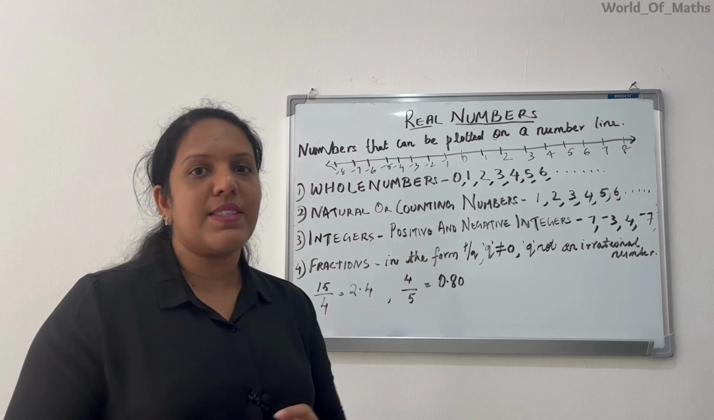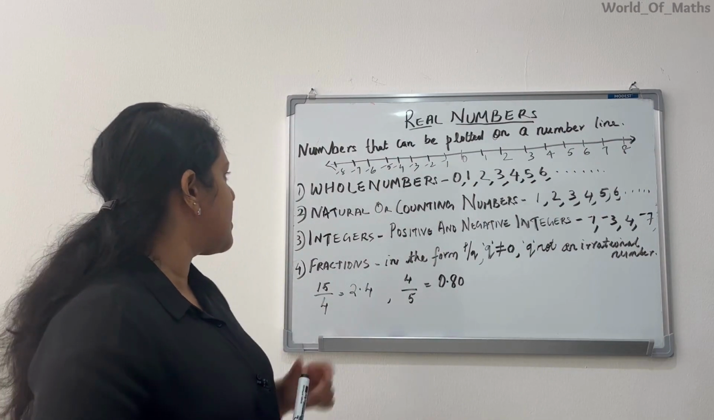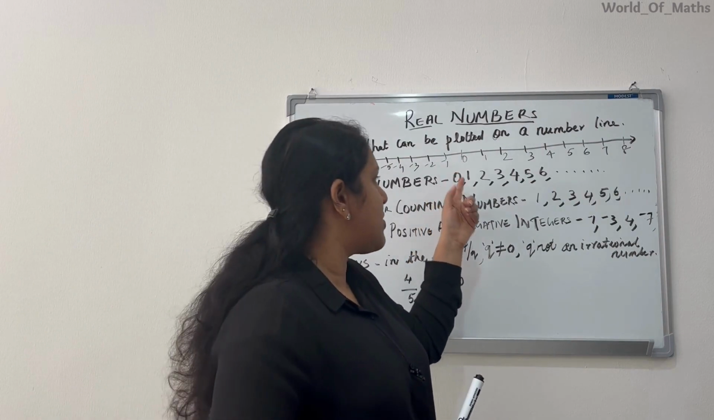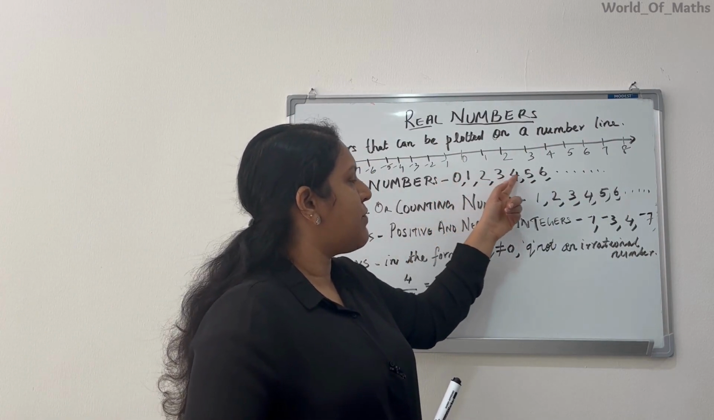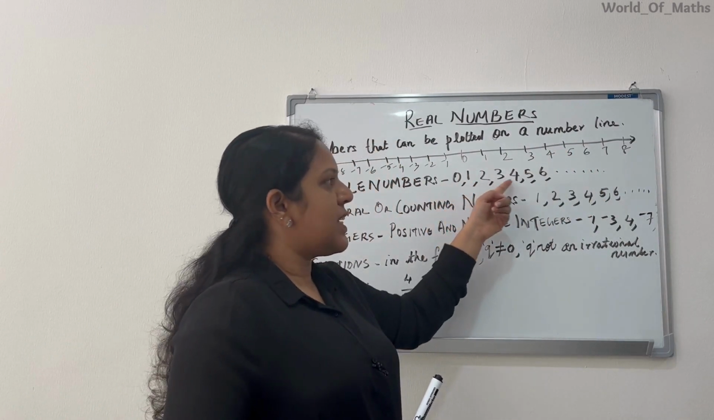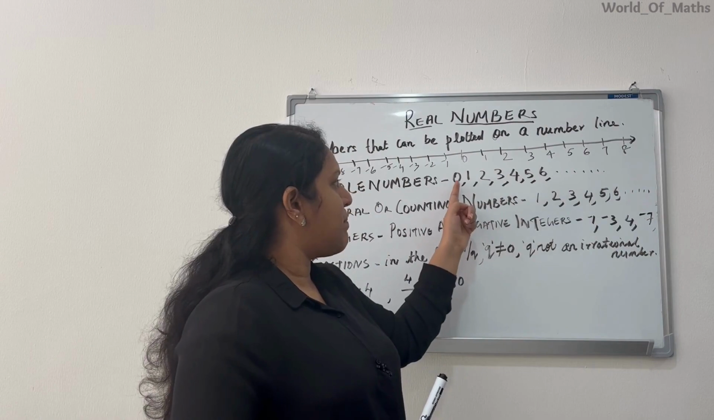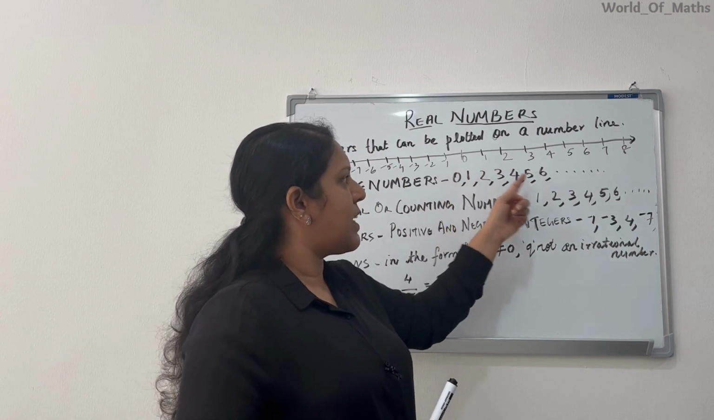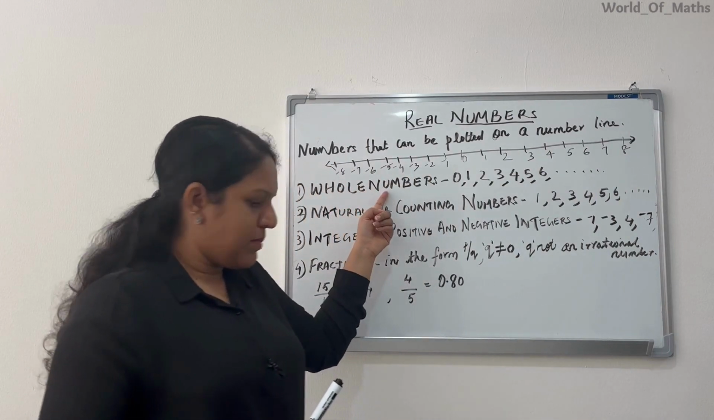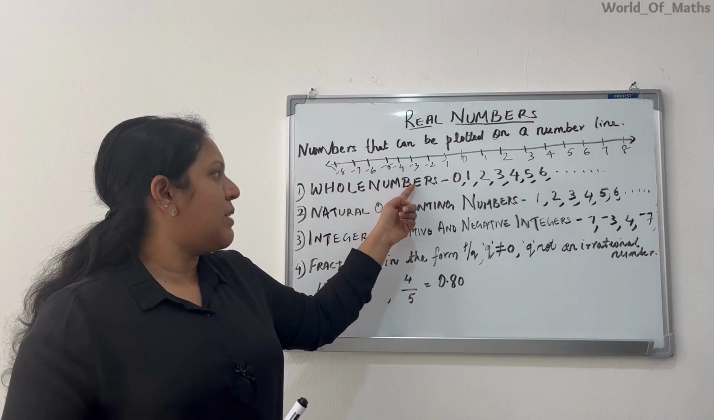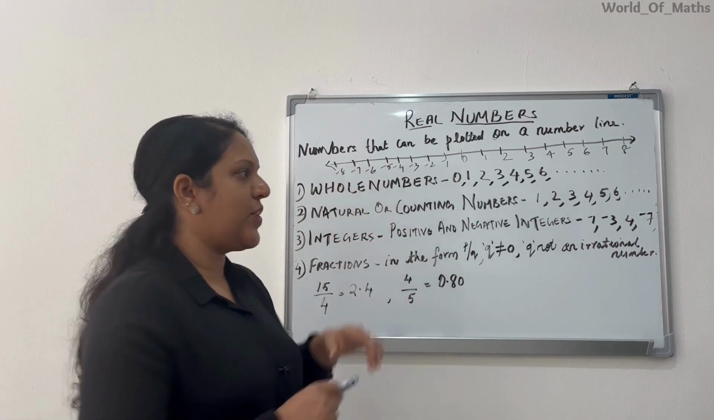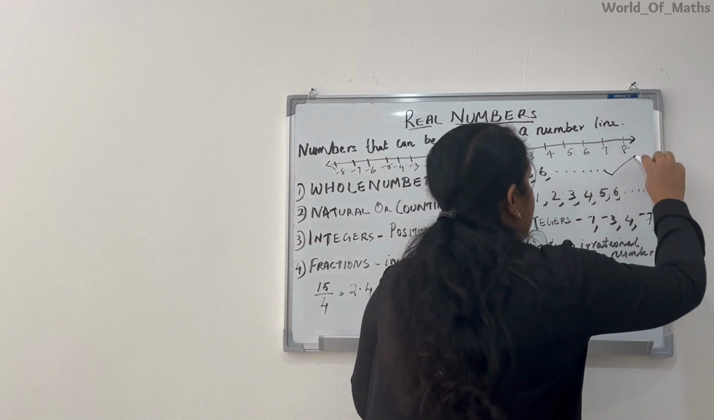So let's see the first set of numbers, which are whole numbers. What are whole numbers? The whole numbers start from 0: 0, 1, 2, 3, 4, 5, 6 and it goes on. It is infinite. Can we plot these on a number line? Yes, we can easily plot all the whole numbers on a number line. So these whole numbers are considered real numbers. So we can say all whole numbers are real numbers.